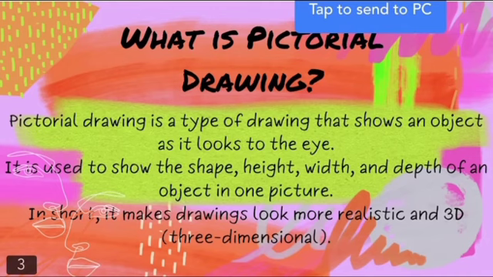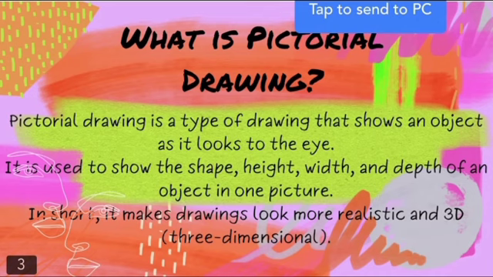What is pictorial drawing? Pictorial drawing is a type of drawing that shows an object as it looks to the eye. It is used to show the shape, height, width, and depth of an object in one picture. In short, it makes drawing look more realistic and 3D, or three-dimensional.